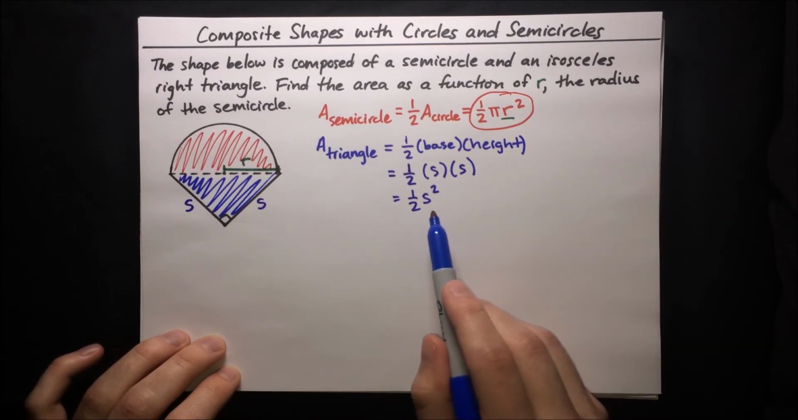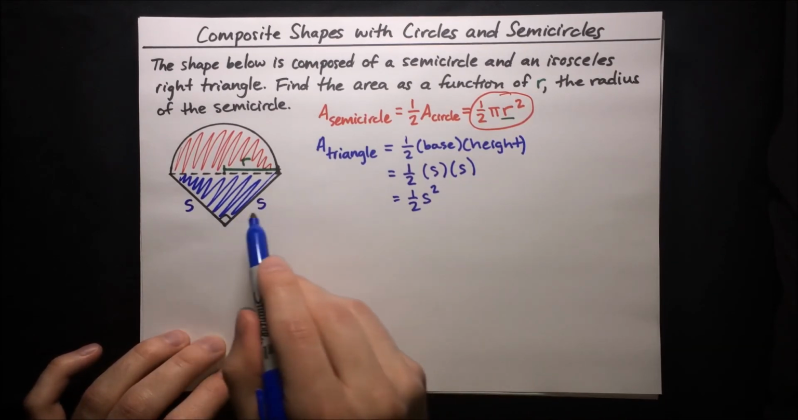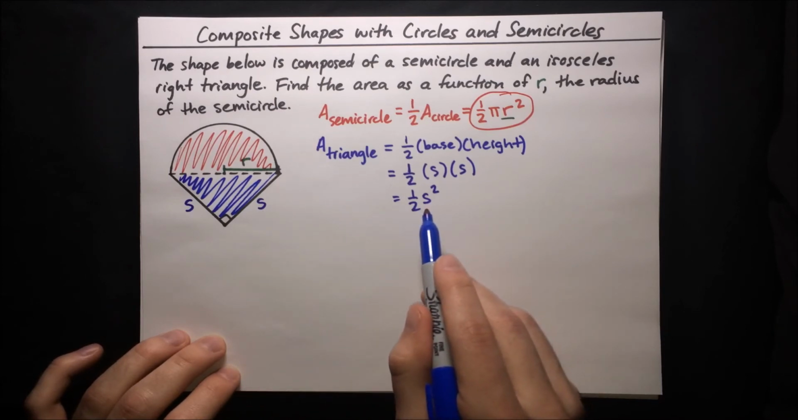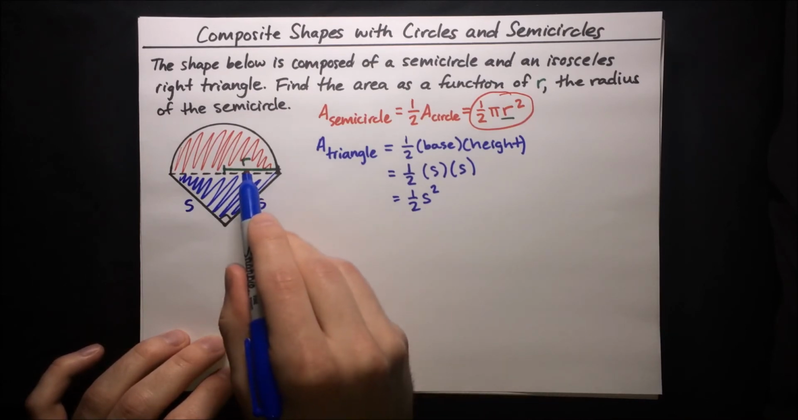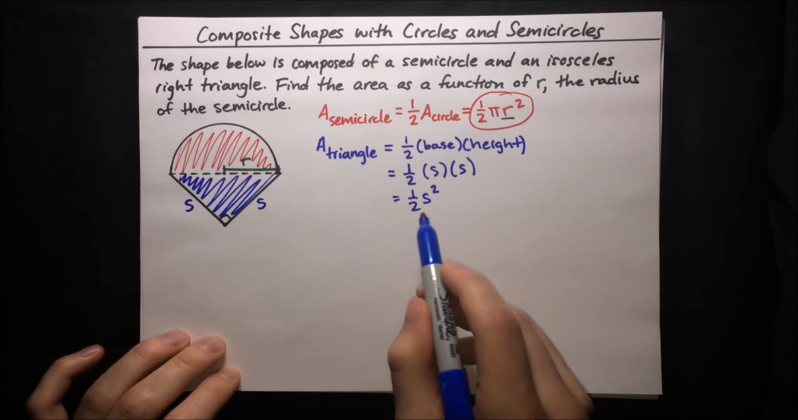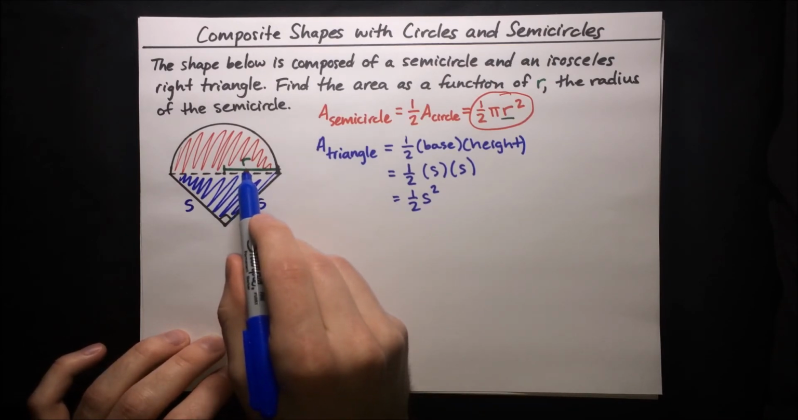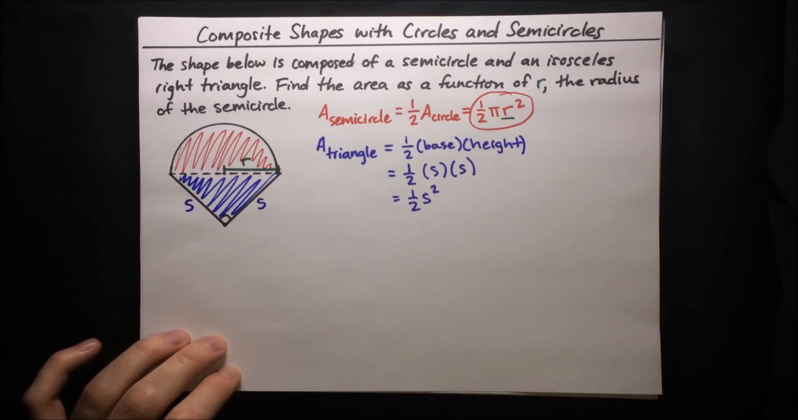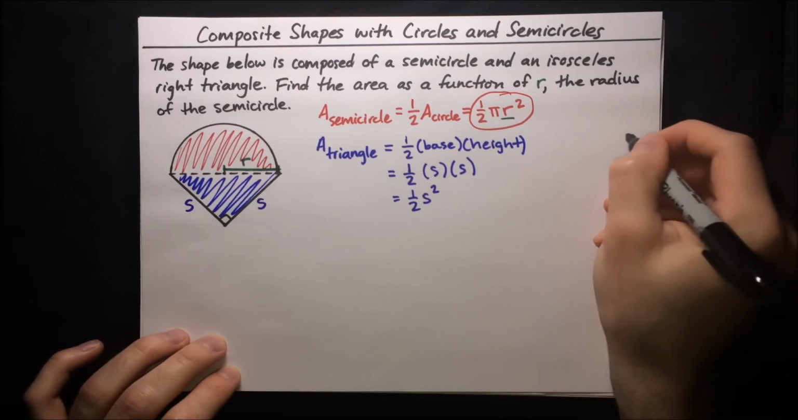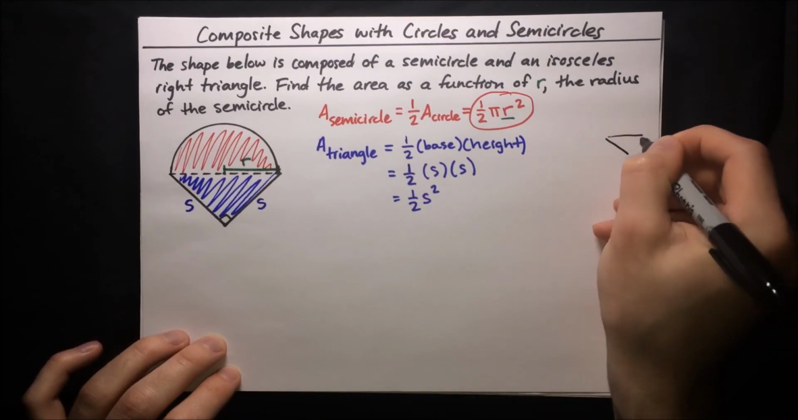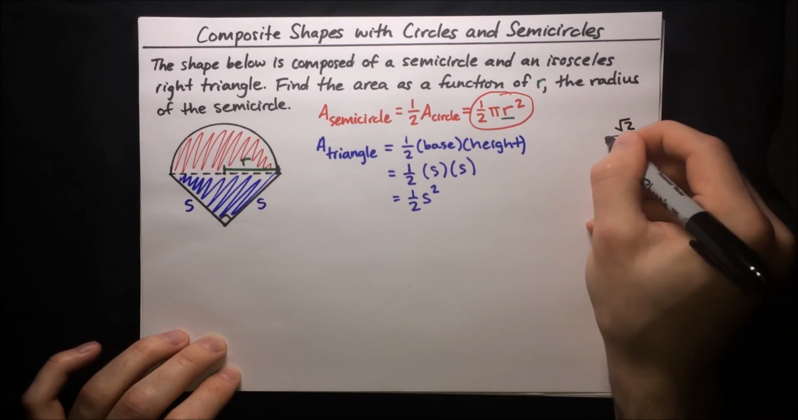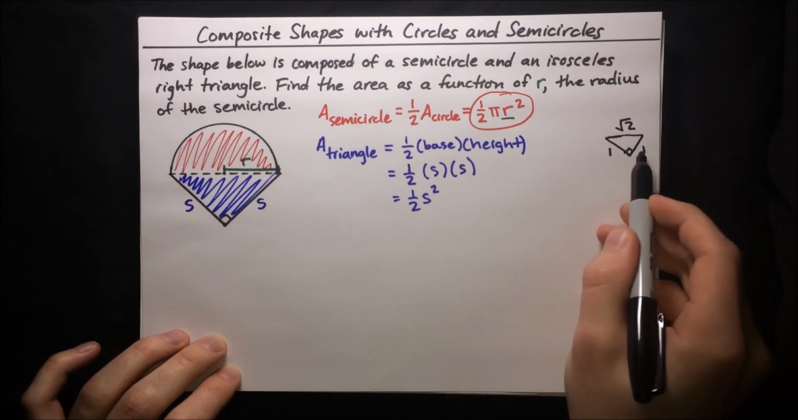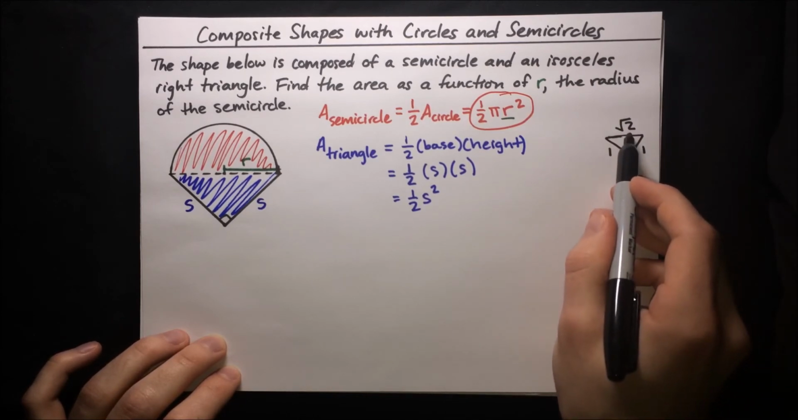But we're not done yet. We just introduced s to clean things up a little bit, but we still need to write this in terms of r. So we need to figure out what is the relationship between s and r. And we can do this by using something that we knew from before. We know that an isosceles right triangle has the following ratio of side lengths: 1, 1, square root 2. So if these legs are unit length, then the hypotenuse has to be square root 2.